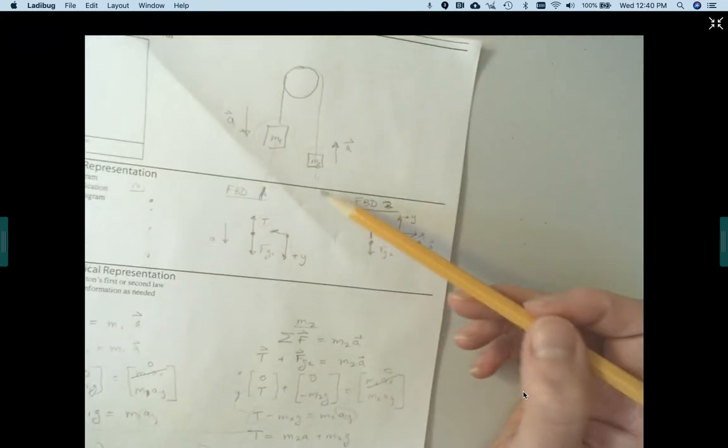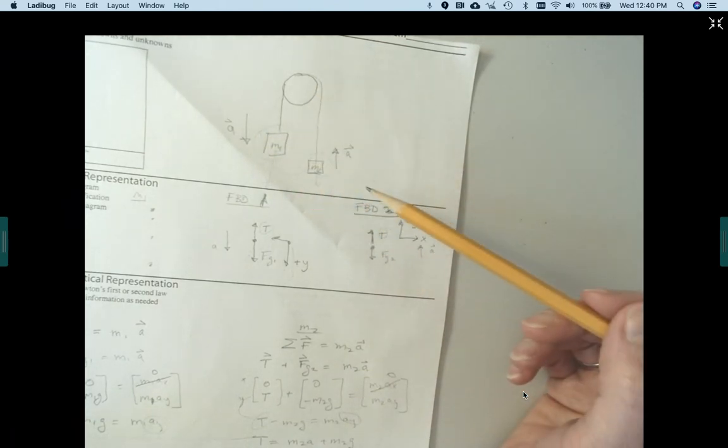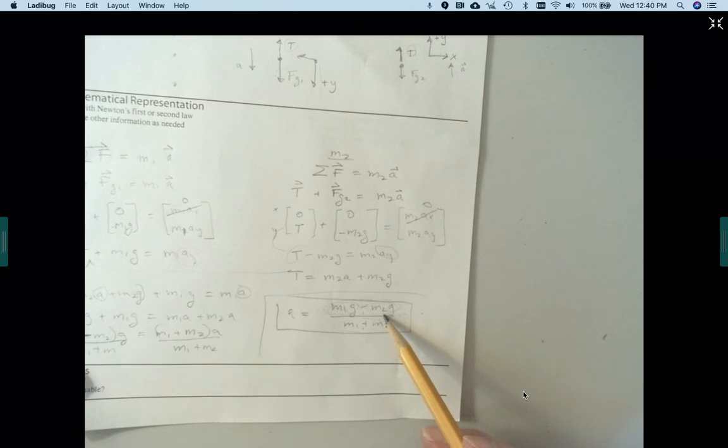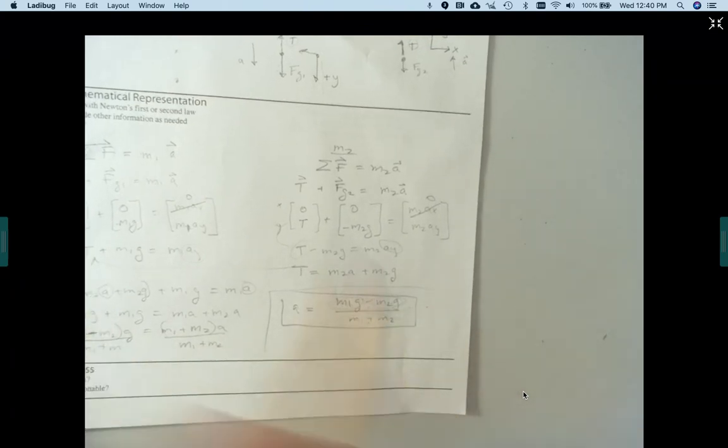So it's kind of cool in that tension actually doesn't affect anything, right? I mean, we could think about this as just the system of the two masses and not even worry about tension, and just look at what are the forces acting external to them, which is the force of gravity on one, opposed by the force of gravity on two, and it's got to try and accelerate the combined mass of the two of them.